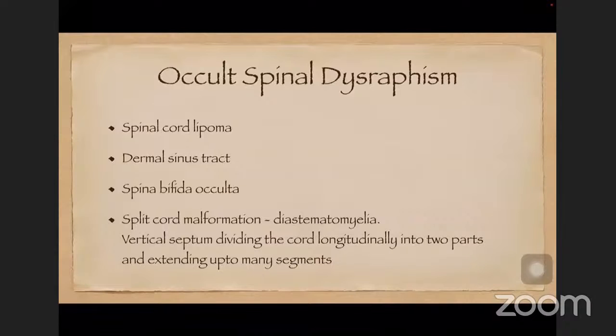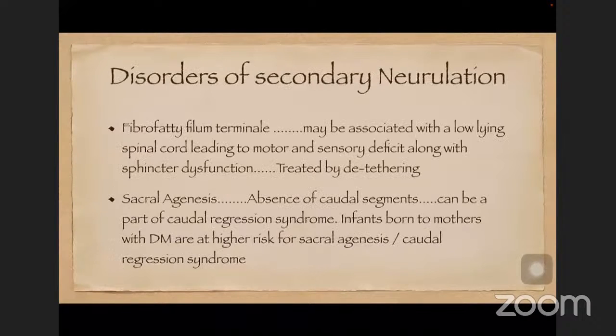So what are the occult scenarios? You have the spinal cord lipoma, dermal sinus tract, spina bifida occulta, and split cord malformation, which is probably much more common. So you have the diastematomyelia, where you have a vertical septum which divides the cord longitudinally into two parts, and it may extend up to many segments. This probably gives rise to progression of the symptoms over time. And because of the tethered cord in such scenarios, most of the problems evolve as the child enters the second decade.